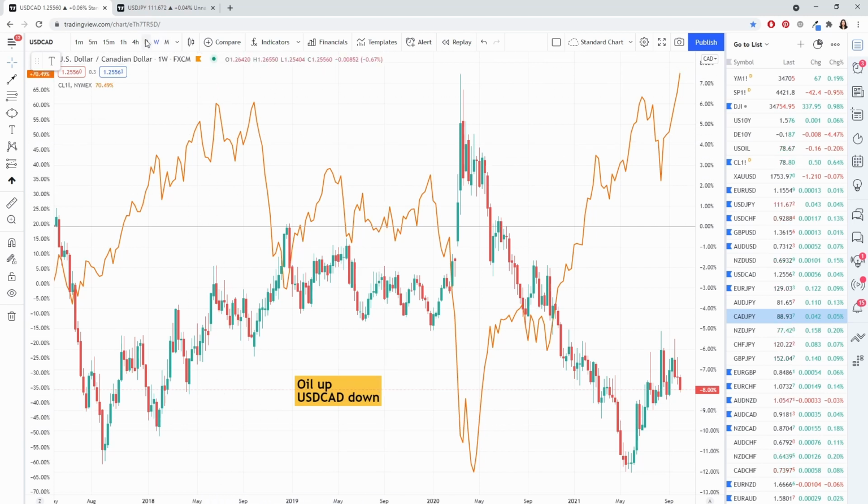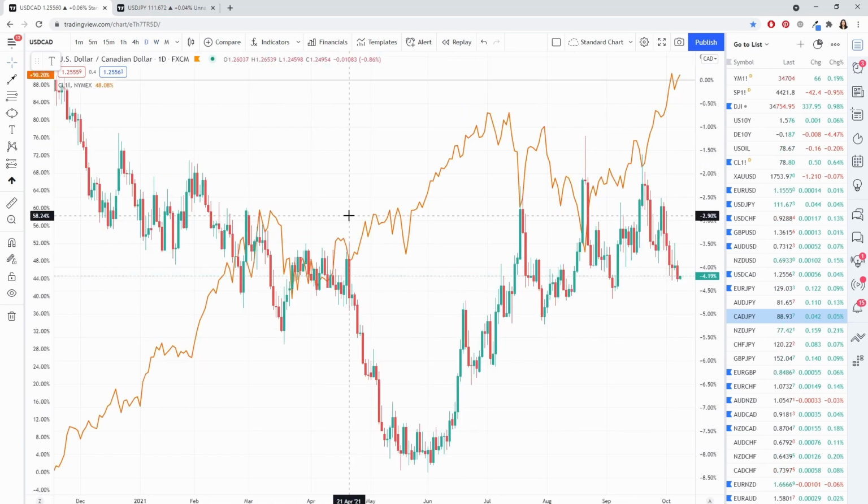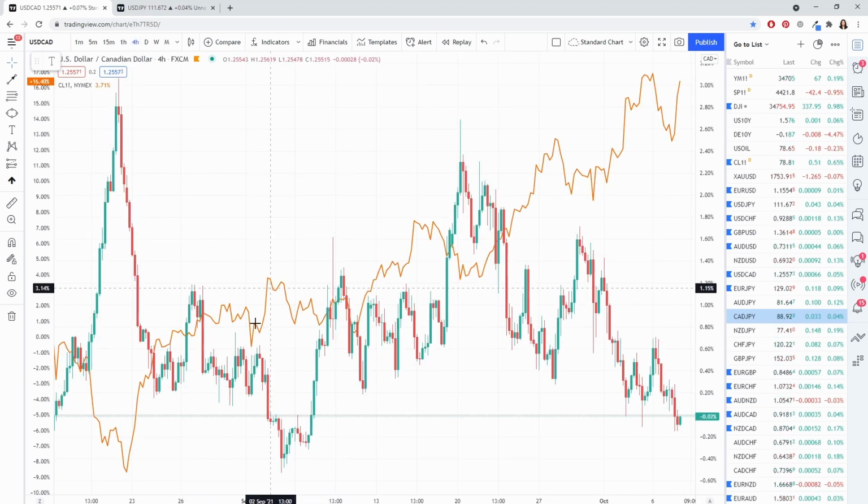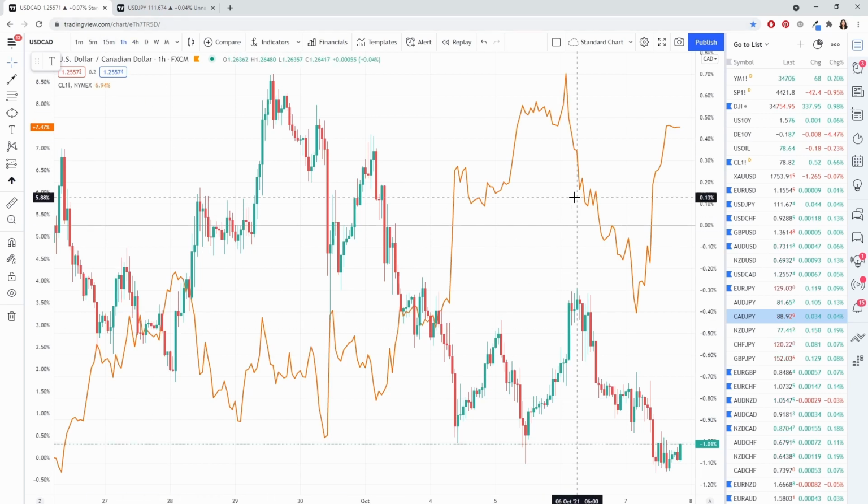You can see that there's also a very strong correlation on the daily charts, where this rally in oil is corresponding with this decline in the Canadian dollar, and where we have this rally in oil here is corresponding with this decline in the Canadian dollar. This relationship also holds on the 4-hour charts. You can see these things moving in opposite directions here and here, and pretty much in every case over here, along with the hourly charts, where we basically see oil surging and dollar CAD falling.